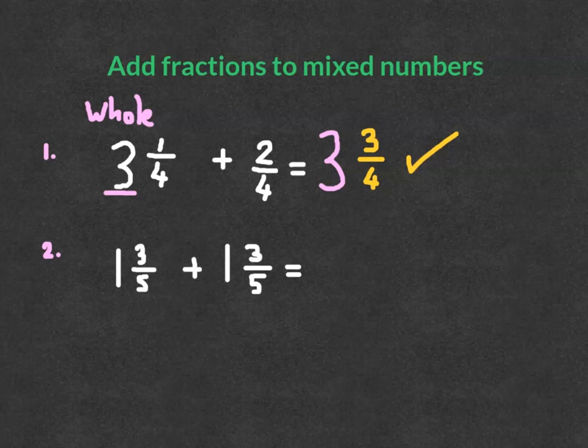Let's look at the next one. We've got 2 whole numbers. 1 3/5 add 1 3/5. So there are 2 wholes. Now we're going to add the 2 fraction parts. 3/5 add 3/5. Well, we know that that is going to be 6/5.